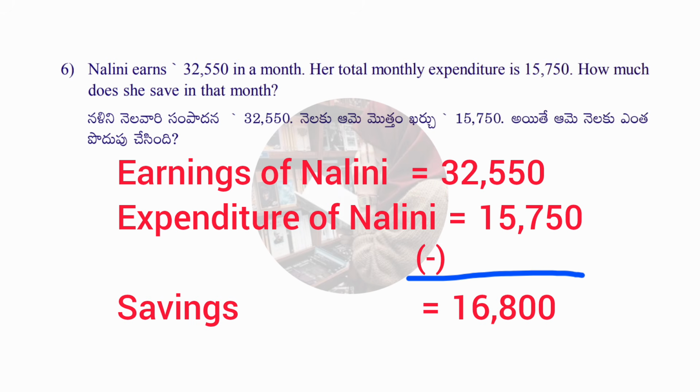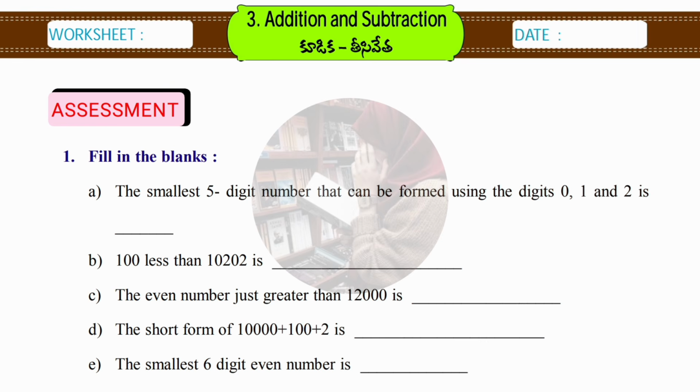Okay. Now we'll move to the last part of our workbook, which is assessment. Here let's see, fill in the blanks given. First one is the smallest 5-digit number that can be formed using the digits 0, 1 and 2. So you have to write down the 5-digit smallest number by using 0, 1, 2 digits. Don't start with a bigger digit like 2, otherwise it will be a greater number. And we don't have to start with 0 because it doesn't make any sense. So always start with 1. So 10,002 is the 5-digit smallest number.